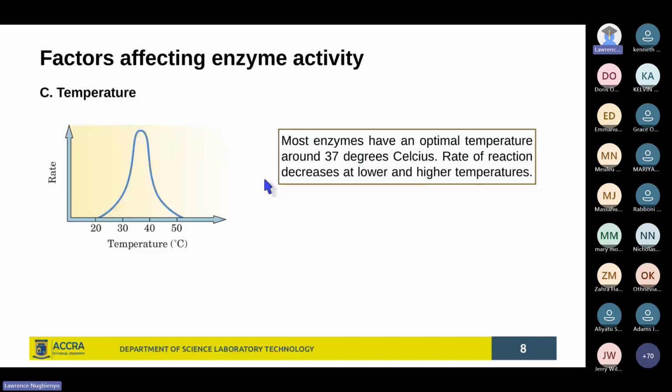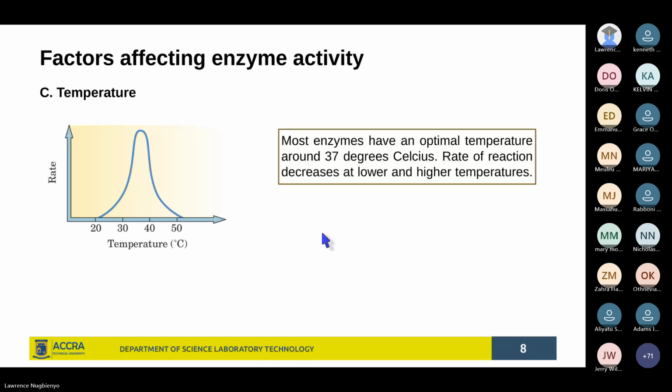Now we see that if you take ourselves, our body temperature is about 36.6 degrees Celsius, approximately 37 degrees Celsius. That is the optimal temperature for the functioning of our organism. And in fact, most enzymes are optimal at this temperature, say 37 degrees Celsius.